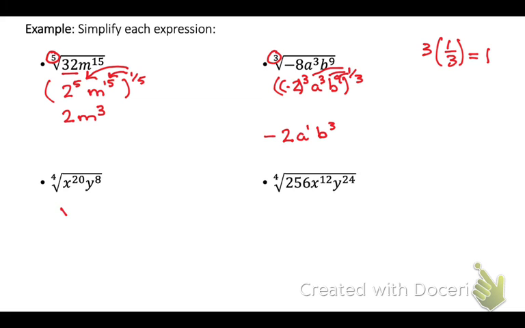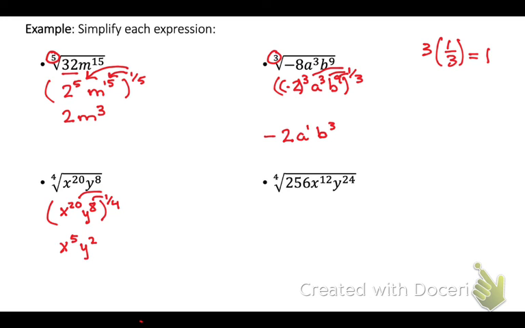Yep. So x to the 20th, y to the 8th, all to what power? To the 1/4. So we distribute our 1/4. So we're dividing 20 by 4 and we get what? 5. 8 by 4 we get 2.